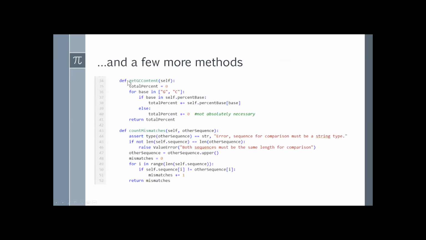A couple more methods. So get GC content. And the nice thing with this is, since I know that we just calculated percentage bases, the GC content is very easy to figure out once you've calculated the percentage of each base, because it's just the percentage G plus the percentage C. So it's going to go through that percent base, and it's going to look for G. And if G's in there, then it's going to say total percent plus equals percentage base of G. Then it'll do the same thing for C. It'll add in the percentage of C.